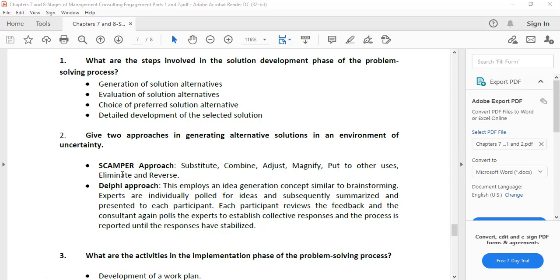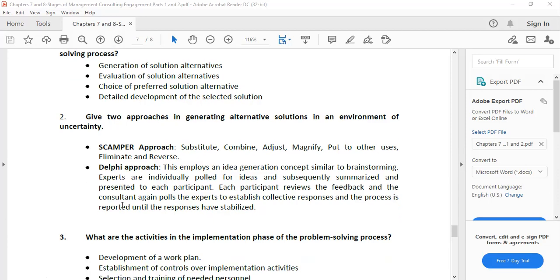Eliminate or remove any option that is no longer workable, or reverse. For example, if one is being applied to this particular problem, then for another one, we can do the opposite or reverse of that. So this is the SCAMPER approach.